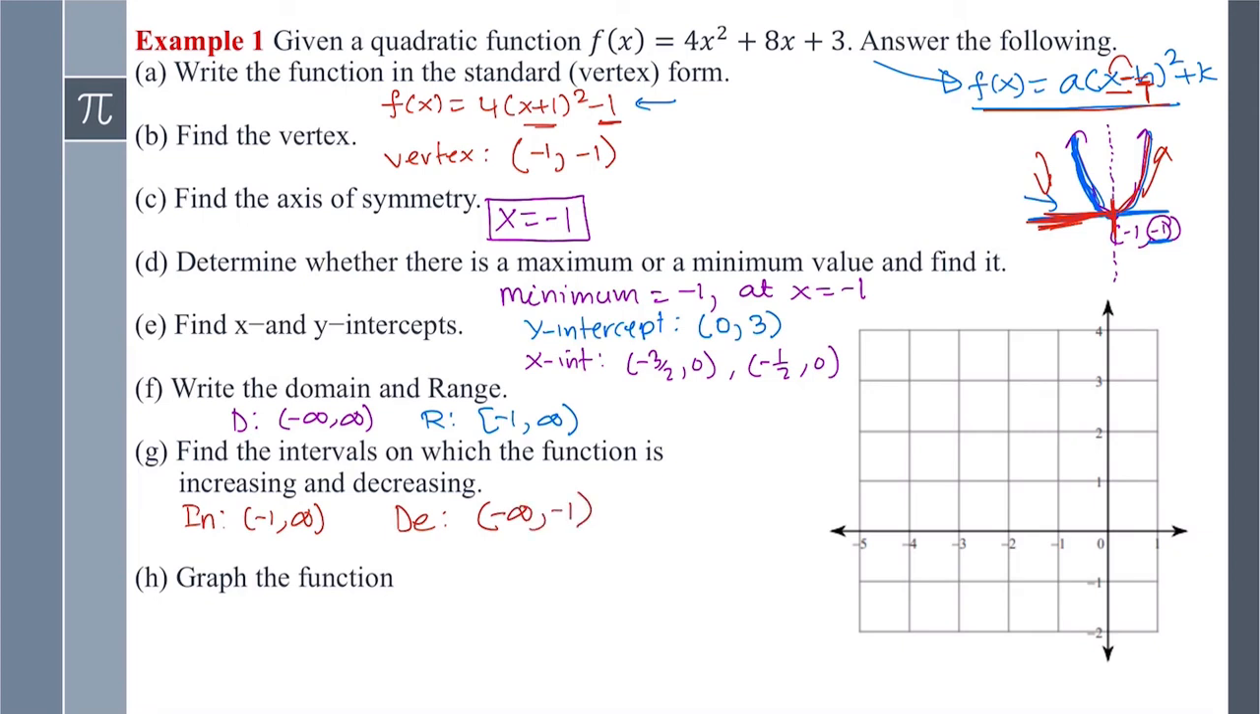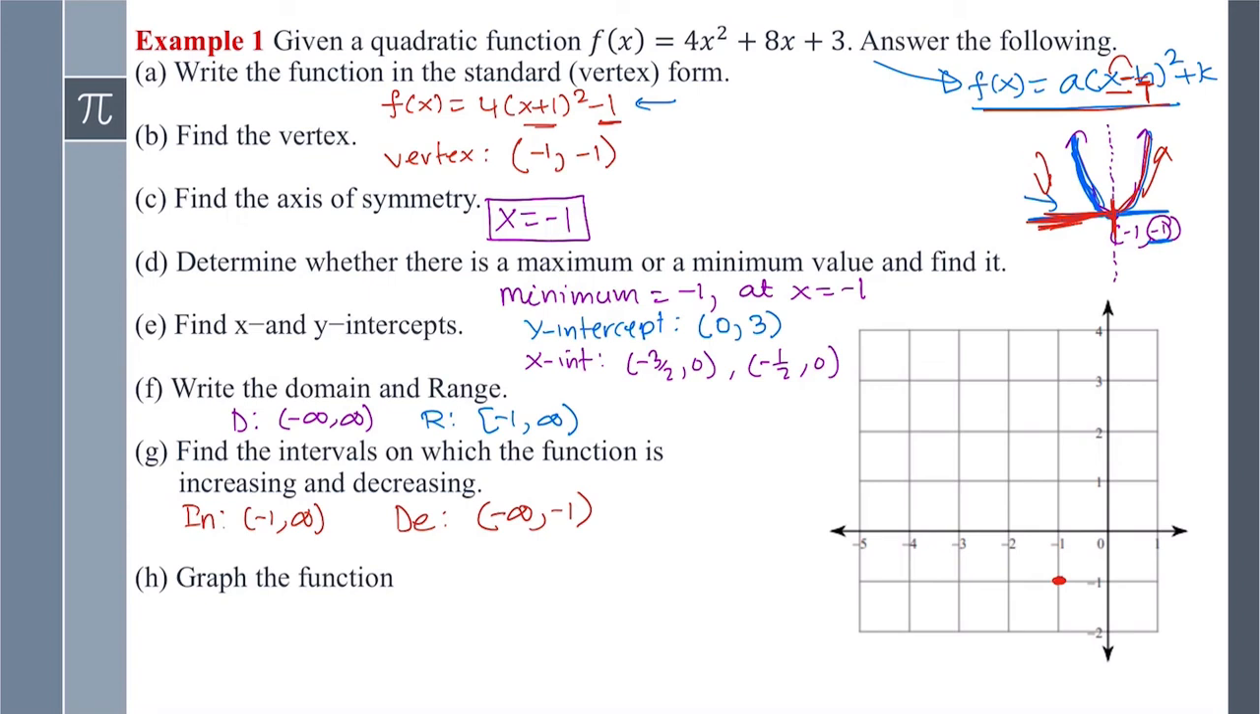Now the final thing that we are going to do is graph this function. So we have all the information. We know the shape of the graph. It's going to open up. We know the vertex, we know the x and y intercept. So we are just going to put this information here and we'll draw the graph. So the first thing that we are going to put on the graph is the vertex. So the vertex is -1 and -1. So it's right here. This is the vertex.